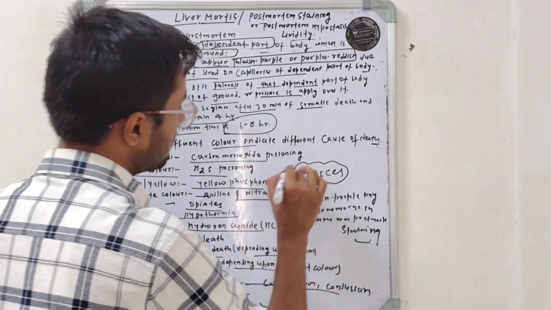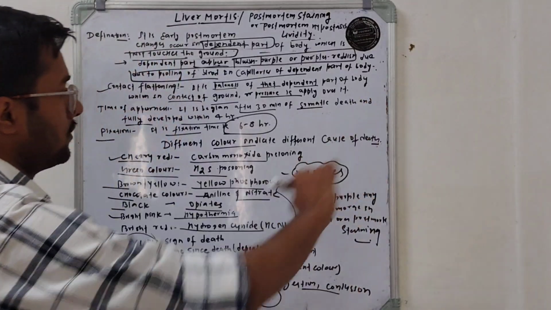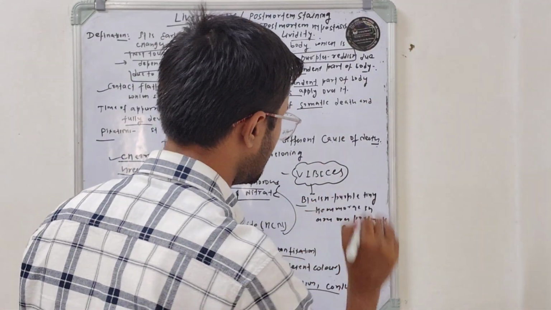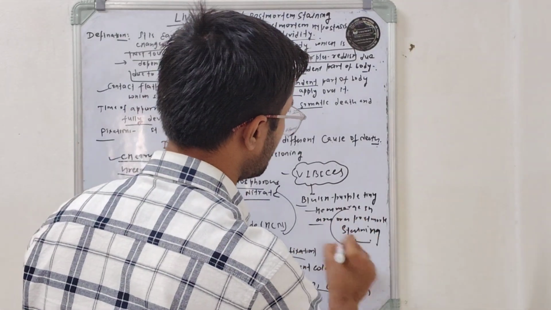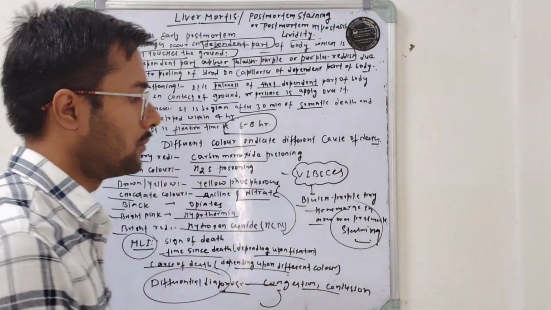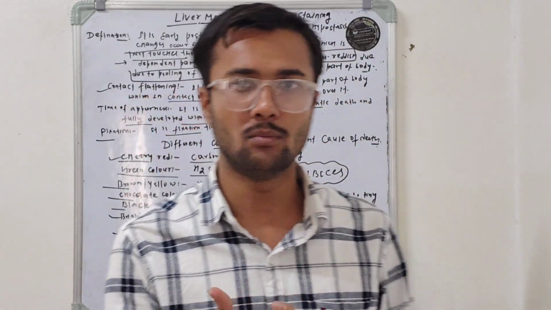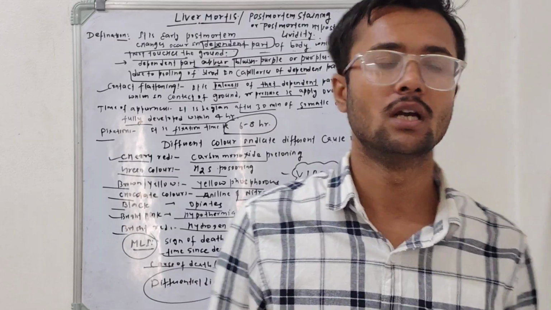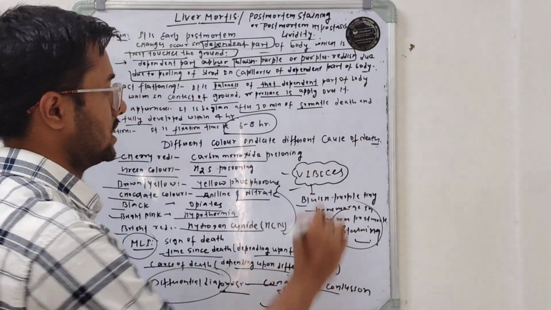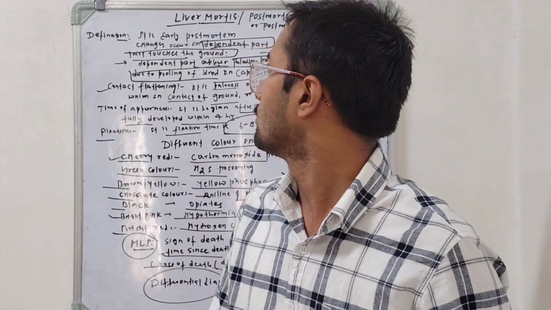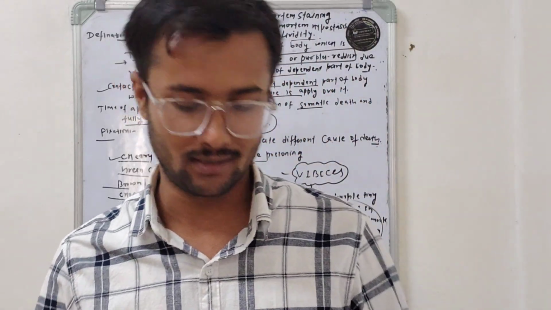One more important word is vibices. What are vibices? Vibices are bluish purple tiny hemorrhages appearing over the post-mortem staining area. Sometimes in the post-mortem staining area there is the appearance of tiny bluish purple dots, called vibices. Okay, so this is all about post-mortem staining and livor mortis.